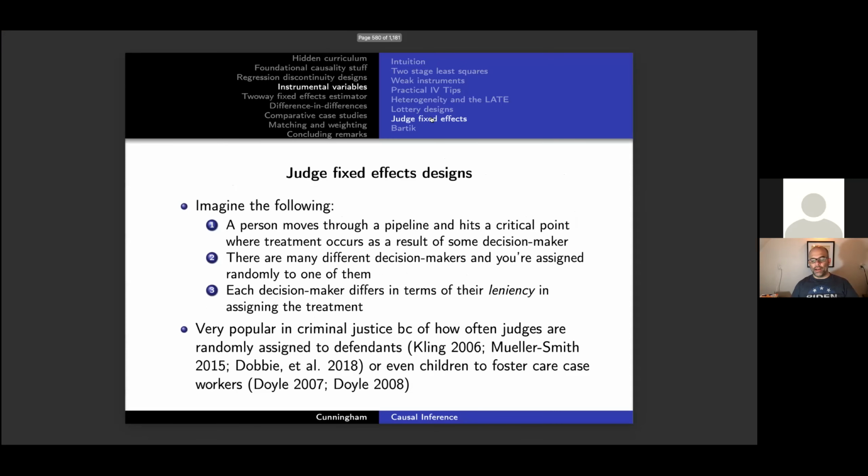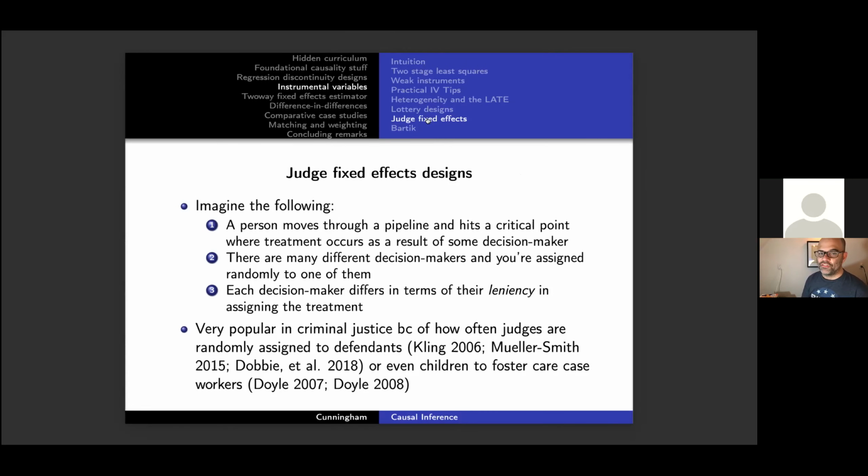So let's look at judge fixed effects, because we're sort of running low on time and I want to spend the next hour and a half on difference in differences. I think most people are probably familiar with the RCT, so I'm going to skip the lottery design. I don't really have a lot to offer on RCTs. I'm not an experimentalist, so I would need somebody like my friend Rebecca to really give a robust treatment of RCTs. Instead, I want to talk about the judge fixed effects design. I actually think these are pretty interesting.